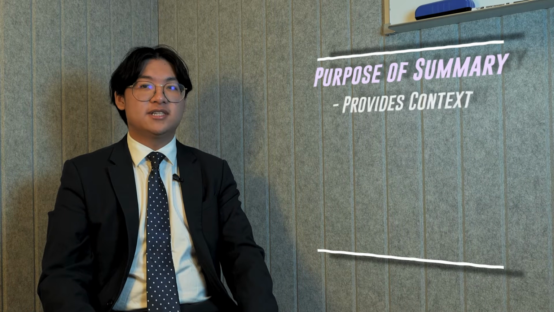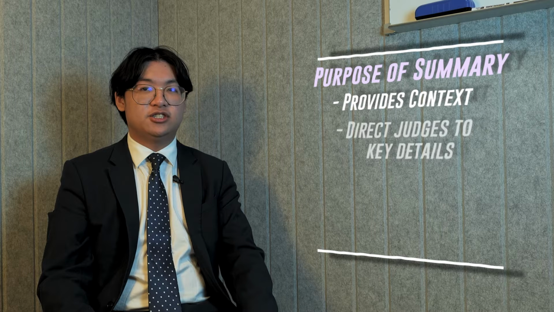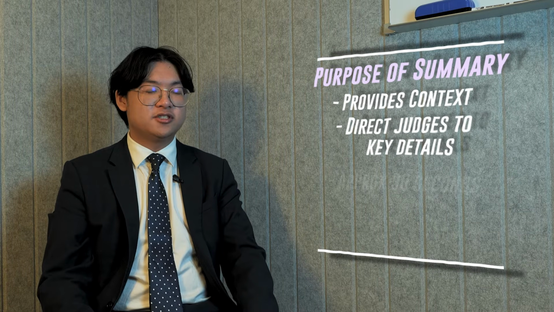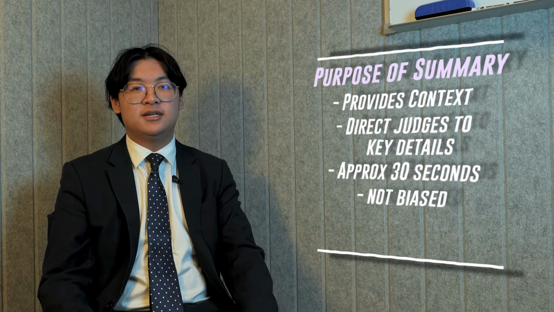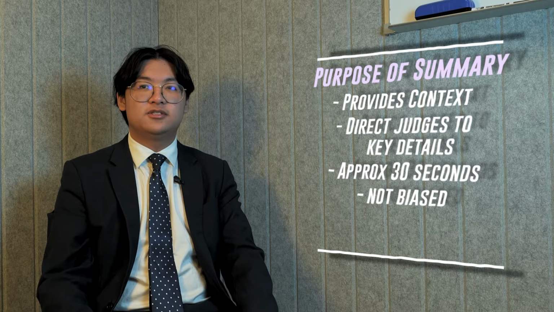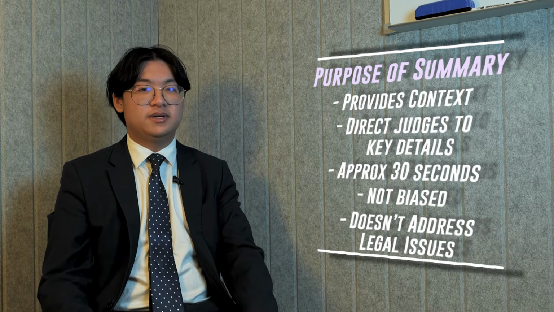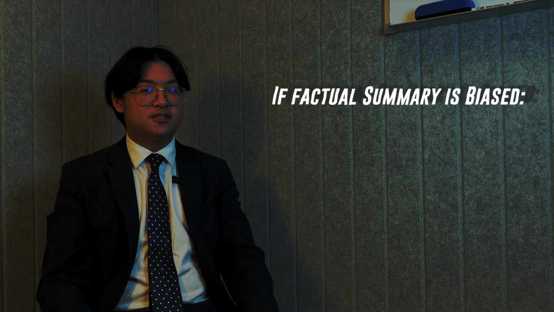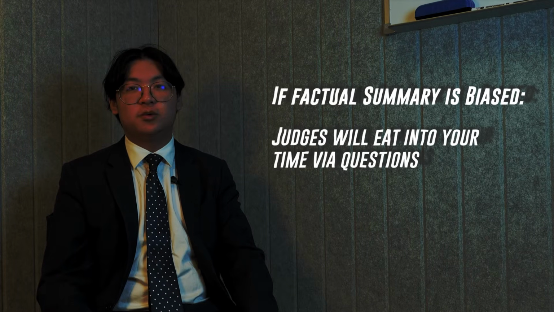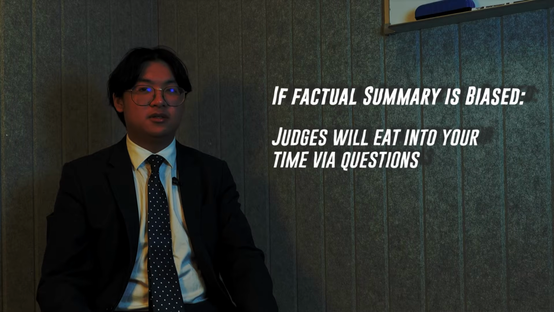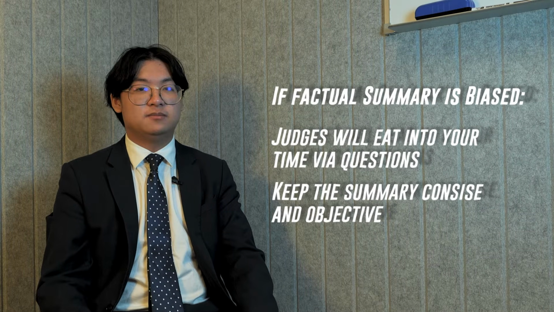Here I have provided a brief summary of the facts of the case. The purpose of the summary is to give context to the case and draw the judge's attention to key details. It's approximately 30 seconds long and highlights pertinent facts without being overly biased towards the appellant. It also doesn't address legal issues, as these will be addressed later. As a bit of an aside, if you make your factual summary biased rather than objective, you will likely draw early questions from judges, which will eat into your time to make legal arguments. Keep the facts concise and objective.